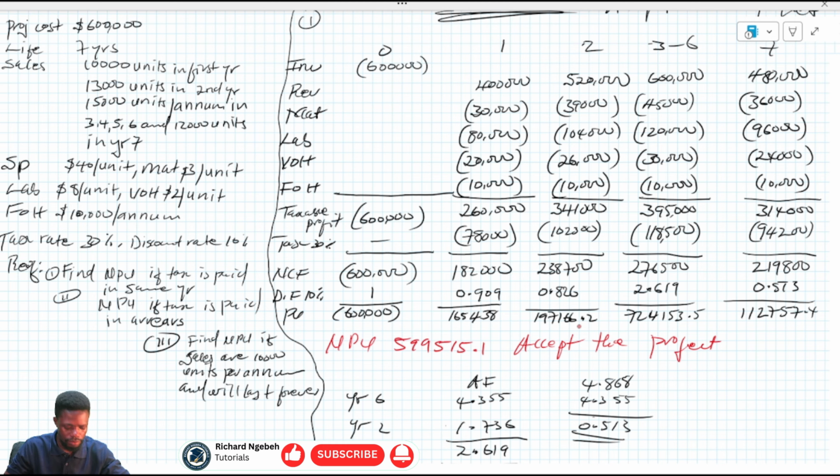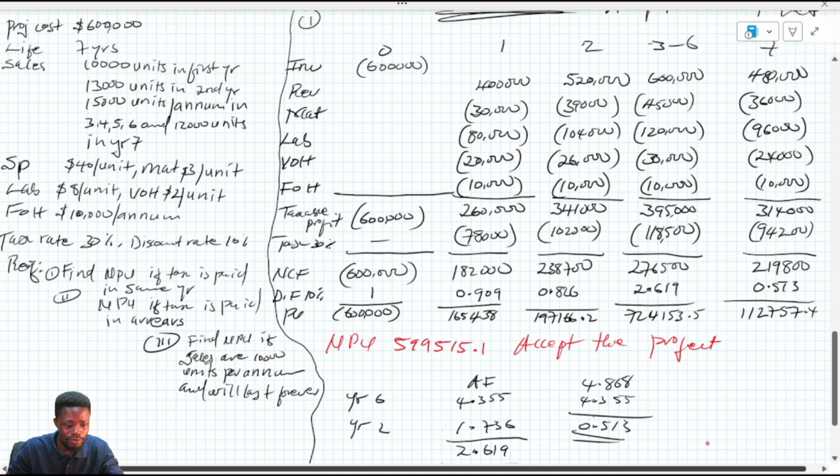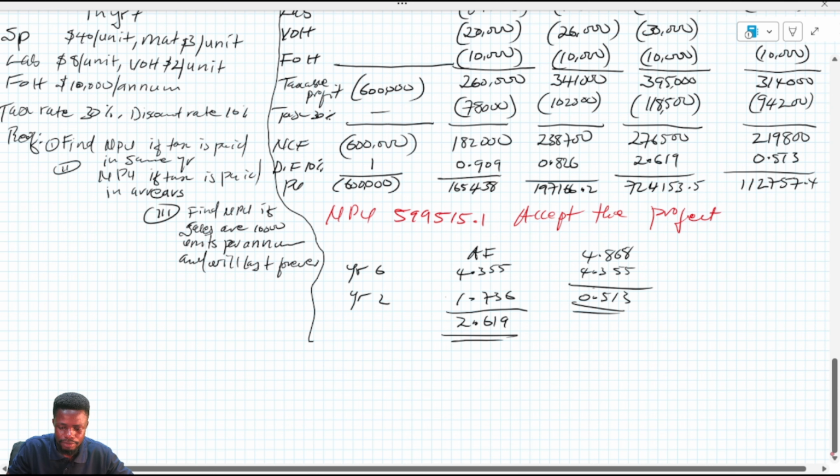Okay, thank you. Now for the B part of the equation, when tax is paid in arrears, something else happens. Let's see. We need a fresh new page for that. Take note of the question so that you have it along. Immediately the tax is paid in arrears, what will happen?